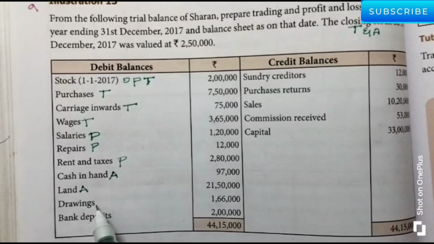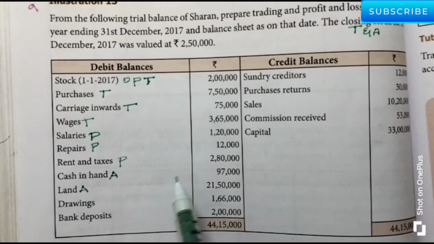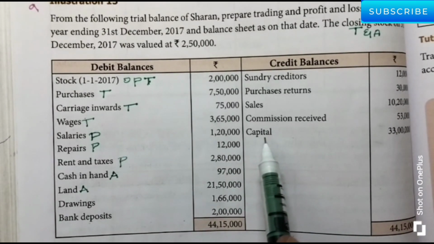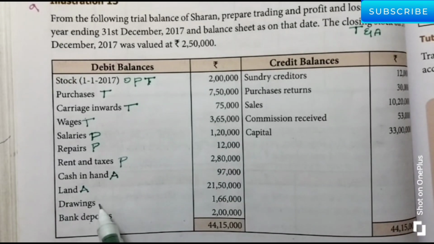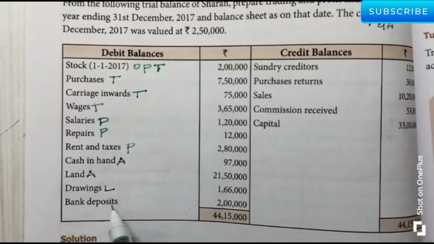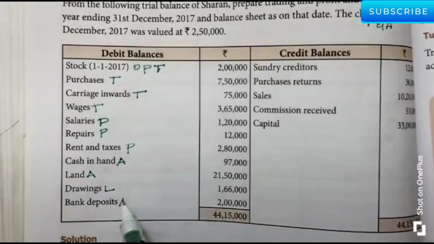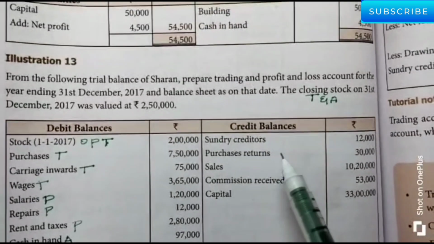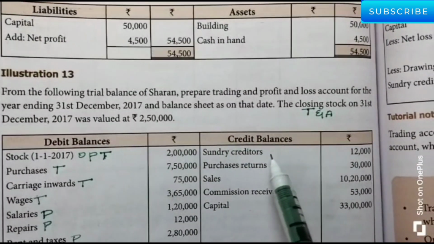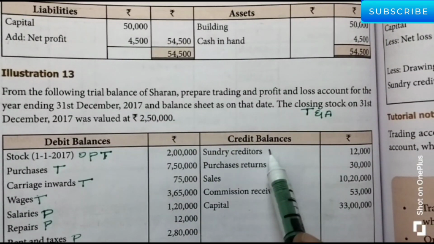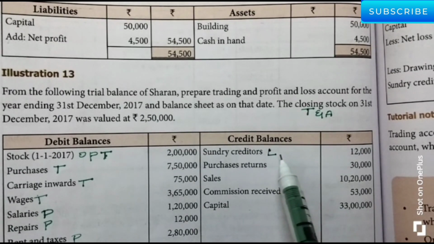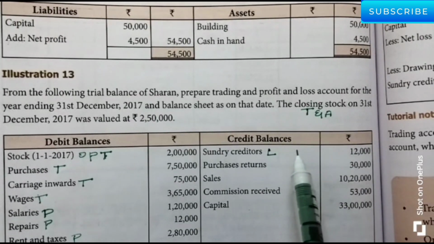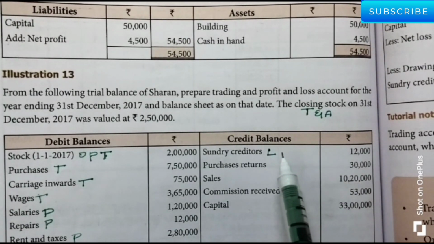Drawings, you have to subtract from the capital. So drawings goes to liability side of the balance sheet. Then bank deposit is an asset. Then sundry creditors is the liability side of the balance sheet. As per the format of the balance sheet, sundry creditors goes to liability side of the balance sheet.